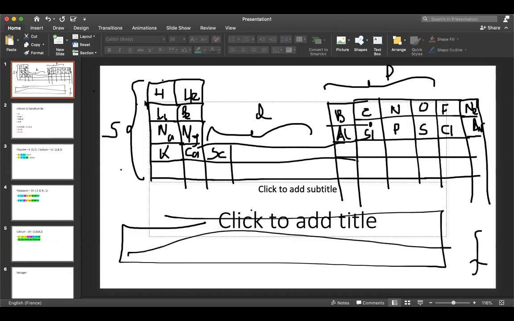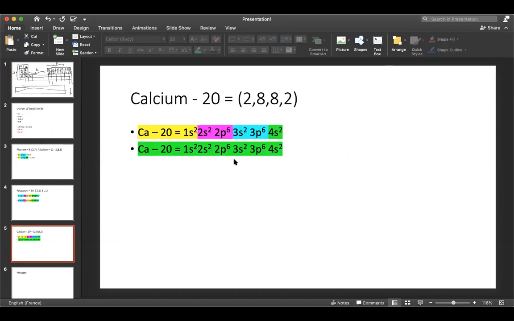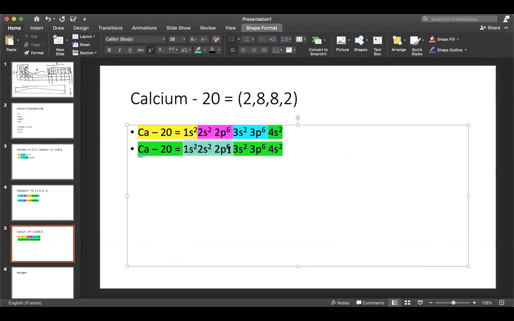Then we go to the third one. Oh, sorry, the second one still. We have boron, carbon, nitrogen, oxygen, fluorine, and neon. That is 1, 2, 3, 4, 5, 6. And we're going to have the 6 here for the 2p. 6 for the 2p, like that.